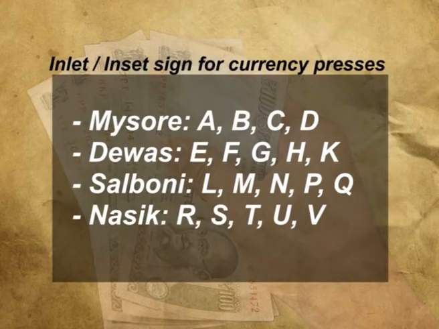There are 4 different currency presses which print the banknotes for the Reserve Bank of India. Each press has been assigned a set of 4 or 5 alphabets for the identification of that particular press. For inlet, not all the alphabets are used, like I, J, O, X, Y and Z are never used, because the first 3 letters might be confused with the numerals and the latter 3 are not used to round the number of prefixes to 20 or a multiple of 10 for accounting purposes. Mysore, A, B, C, D, Devas, E, F, G, H, K, Salboni, L, M, N, P, Q, Nasik, R, S, T, U, V.